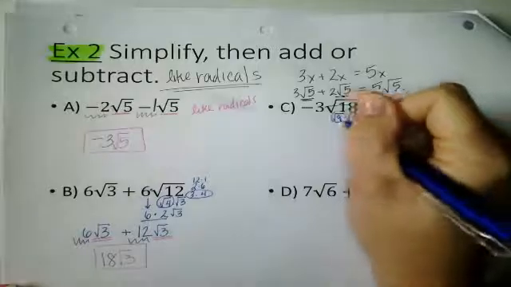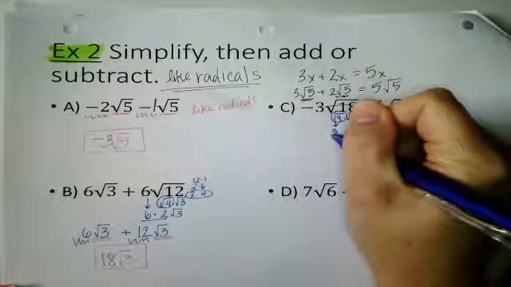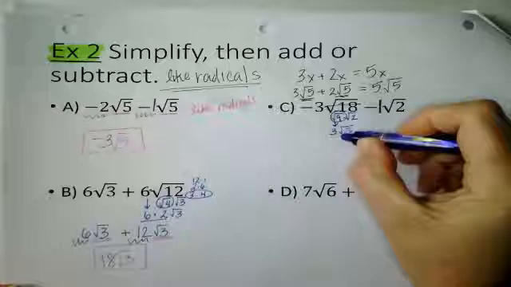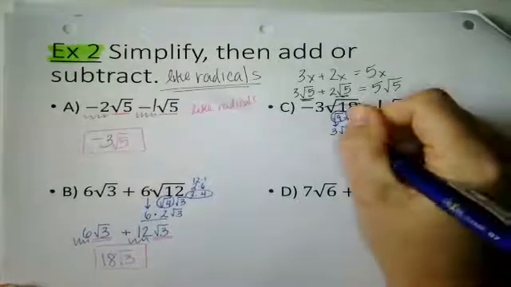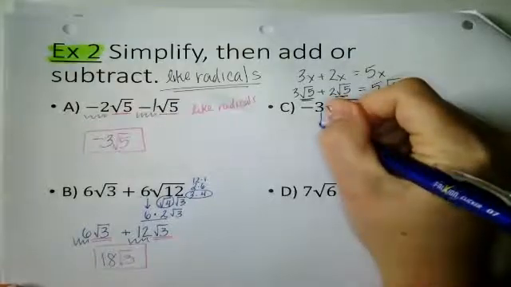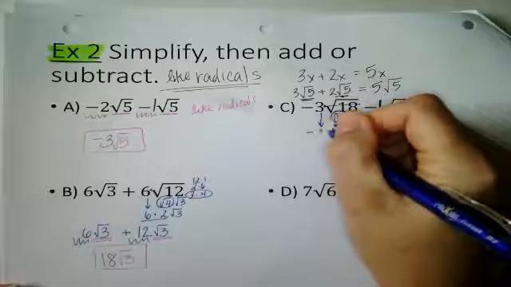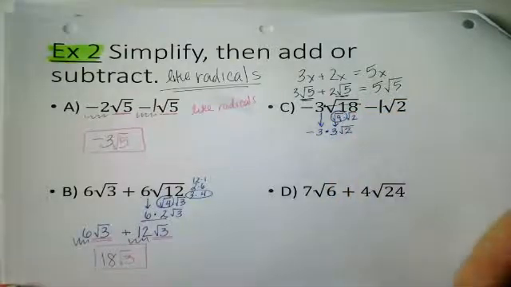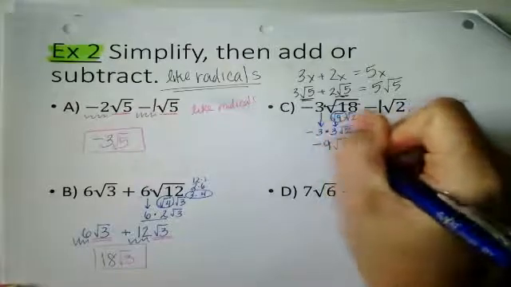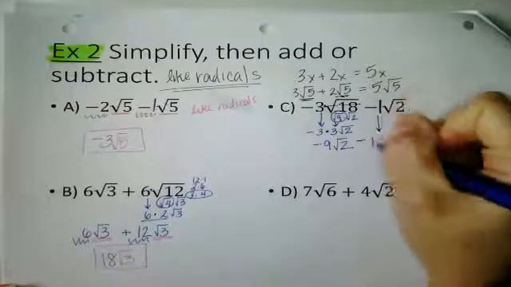And then, what is the square root of 9? Well, the square root of 9 is 3. So radical, whoops, that should be radical 2. So radical 18 changes into 3 radical 2. Don't forget about this 3 in front. This is a negative 3 times the radical, so it's negative 3 times 3 radical 2. Well, negative 3 times 3 is negative 9 radical 2 minus, I can bring this guy down, 1 radical 2 now.